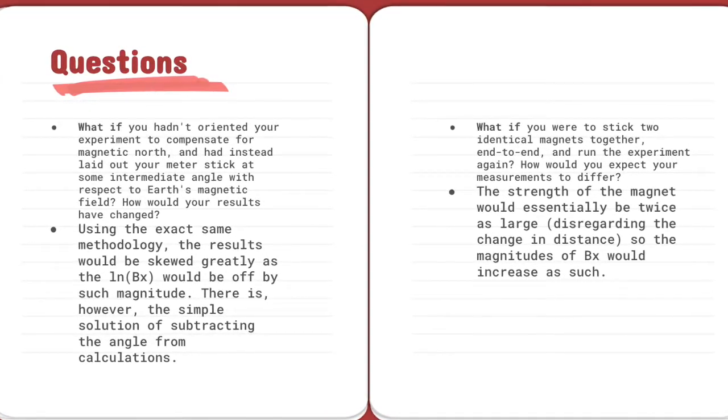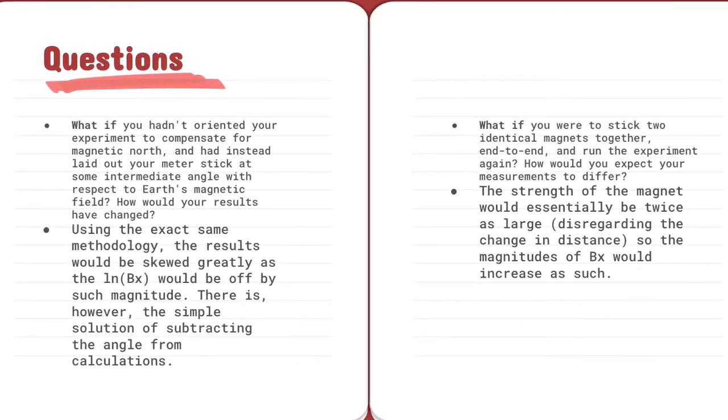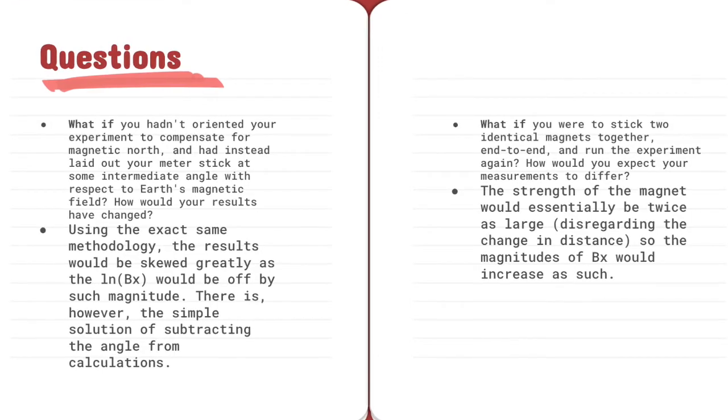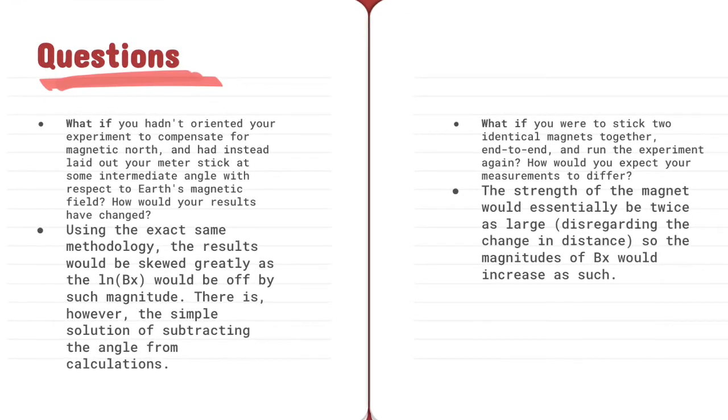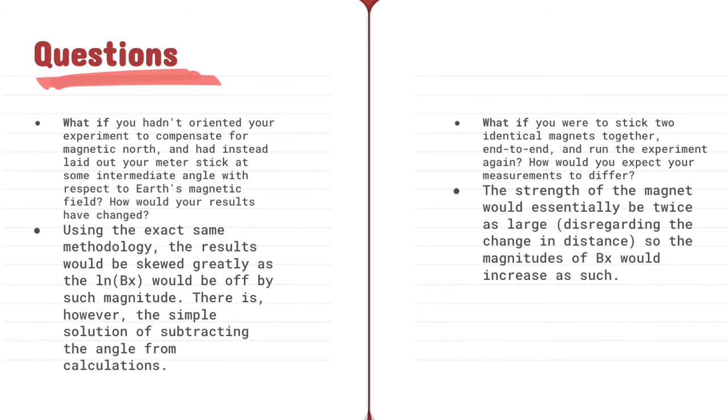And as for what would happen if we stuck 2 identical magnets together end to end and ran the experiment the exact same way, the strength of the magnet would likely be twice as large, disregarding the change in distance from the original size, and as such the Bx values would increase.